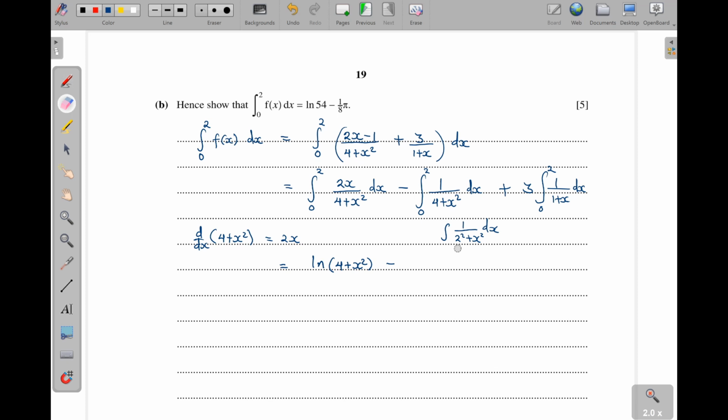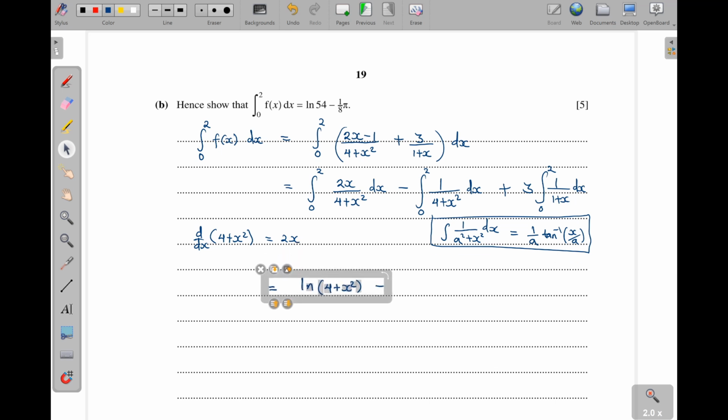Now, from the list of formulae, we have an a here. 1 over a squared plus x squared gives us 1 over a, then the arctan of x out of a. We have something like that. So that is what we are going to use here. So let me actually put this one down. So we shall have minus.